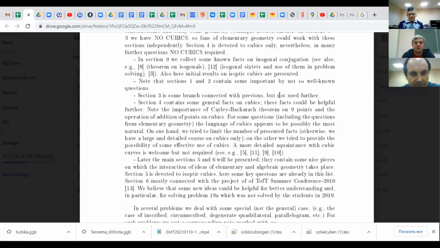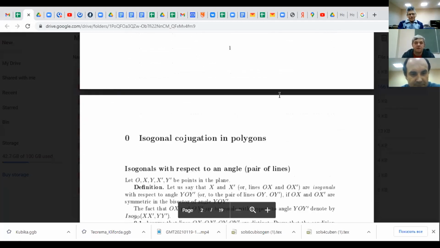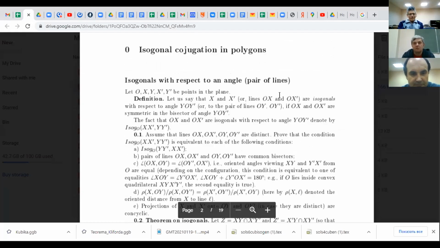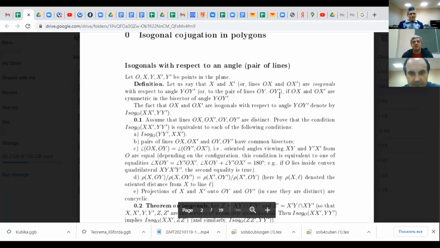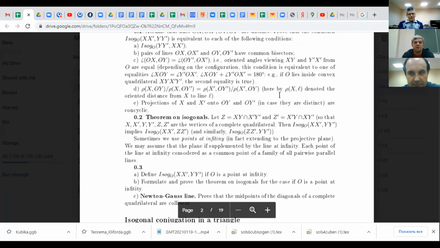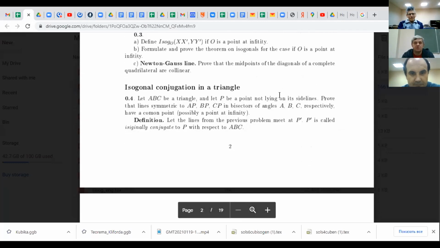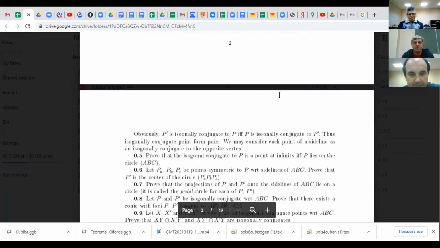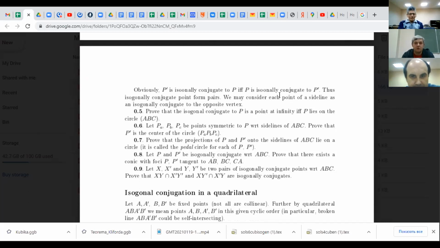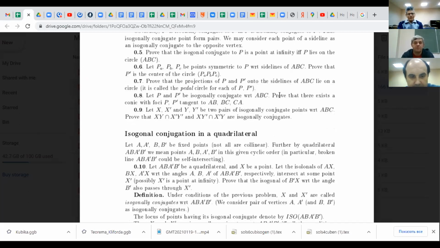So we start with the concept of isogonal conjugation, the easiest case: isogonal conjugacy in an angle or a pair of lines, then isogonal conjugation in a triangle. Most of these problems are known, but if you meet them for the first time, it's not a problem, you can just solve them.